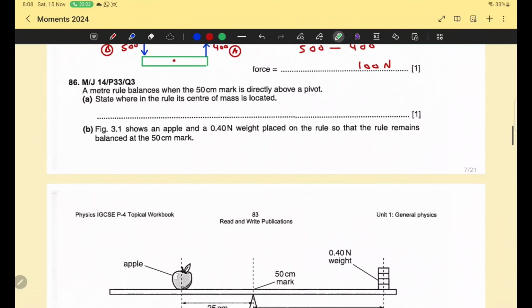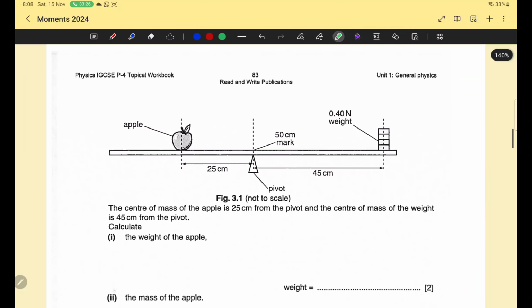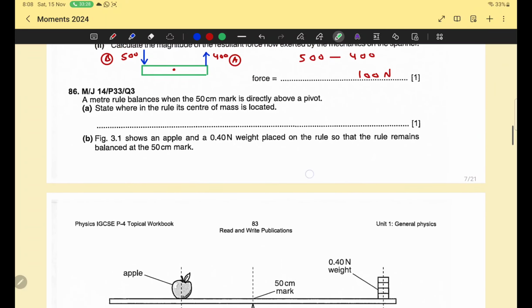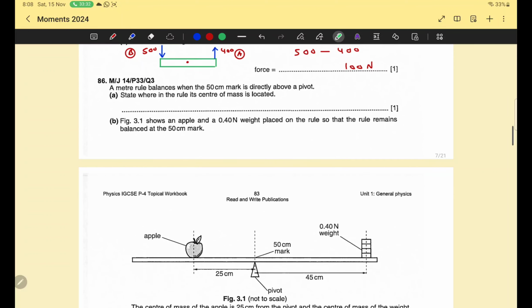अच्छा जी, इसमें क्या हो रहा है जरा देखिए। A meter rule balances when the 50 centimeter mark is directly above the pivot. ठीक है जी, a meter rule balances when the 50 centimeter mark is directly above a pivot. State where in the rule its center of mass is located. अच्छा जी, the question is where is the center of mass.